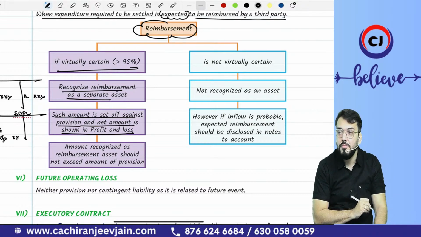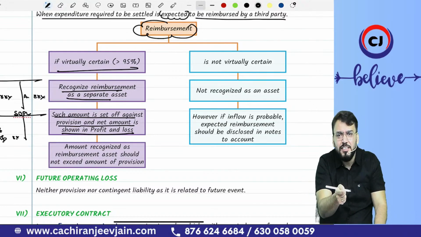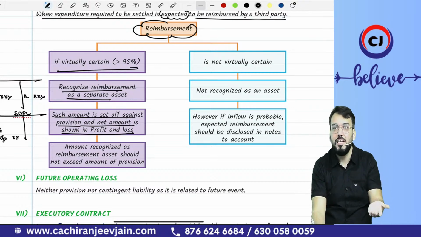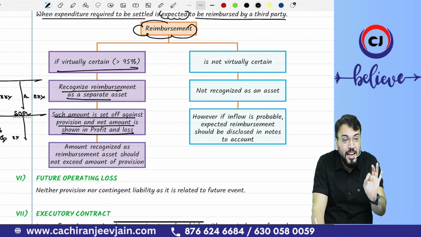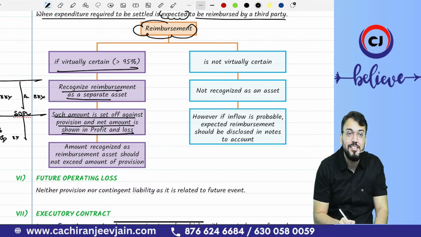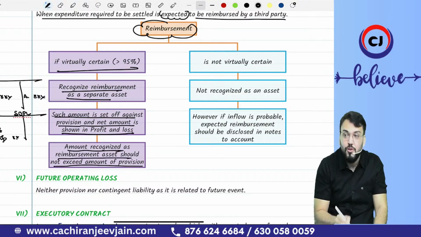Understood? Now my question to you all: can the reimbursement asset amount be more than the provision amount? No, in any case it cannot be. The reimbursement amount cannot exceed the amount of provision. So one clarification has been given: the amount recognized as a reimbursement asset should not exceed the amount of provision.